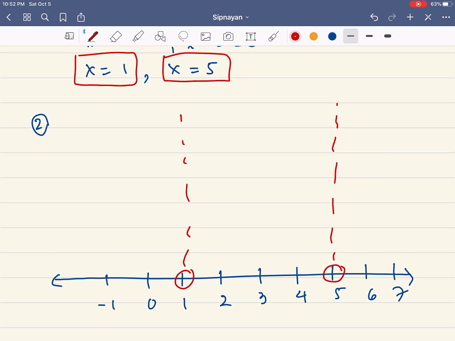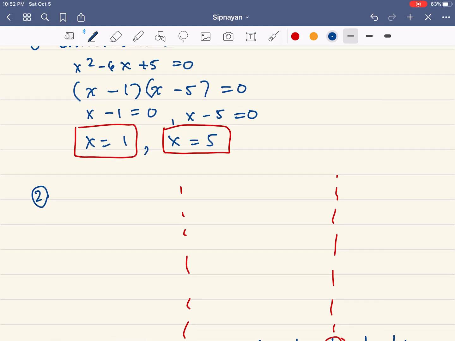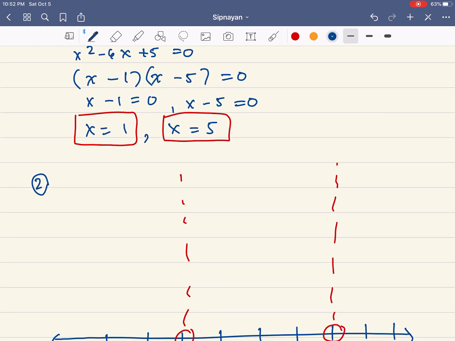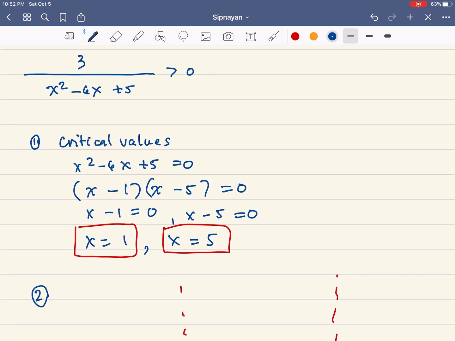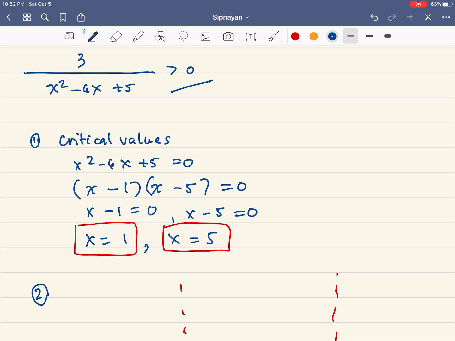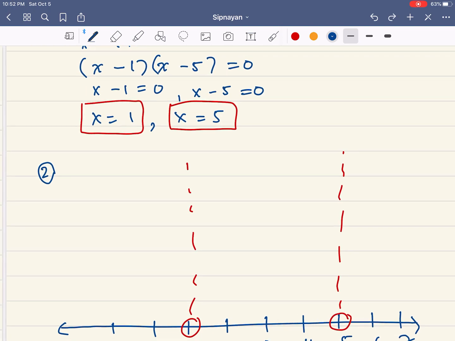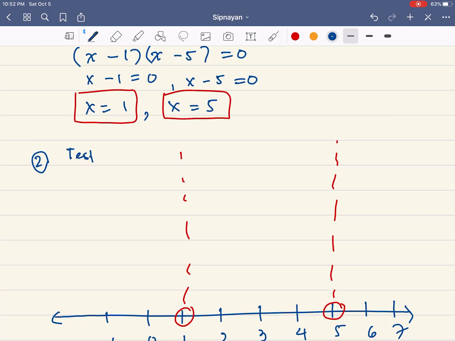Sa bawat interval, kuha tayo ng number to see if 3 over x squared minus 6x plus 5 is positive. Kasi positive hinahanap natin, di ba? Greater than 0 here. So we test x equals 0, itong pinakamadali yata dito. So magiging 3 over x squared minus 6x plus 5, equals 3/5, which means that this is positive. Positive tong interval na to.